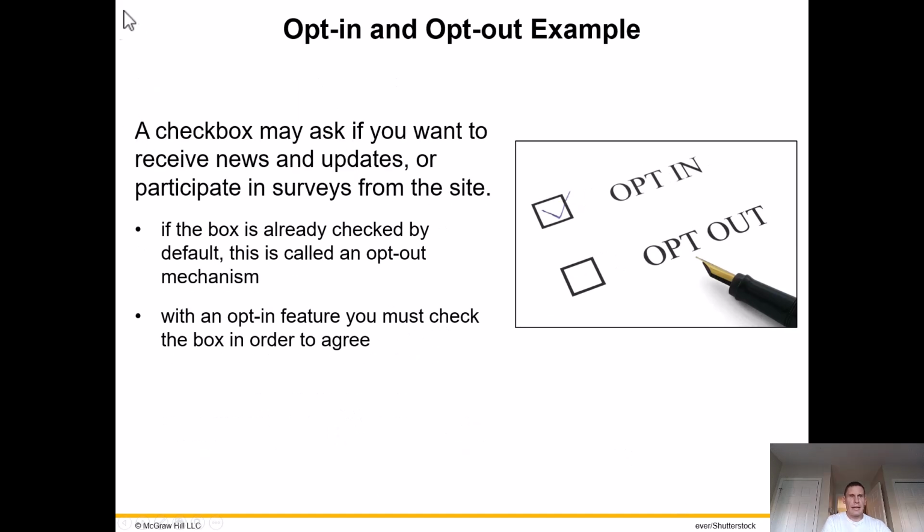So let's take a look at an example of opt-in and opt-out. Here we see a checkbox which may ask you if you want to receive news and updates or participate in surveys from the site. If the box is already checked by default, this is called an opt-out mechanism. With an opt-in feature, you must check the box in order to agree.